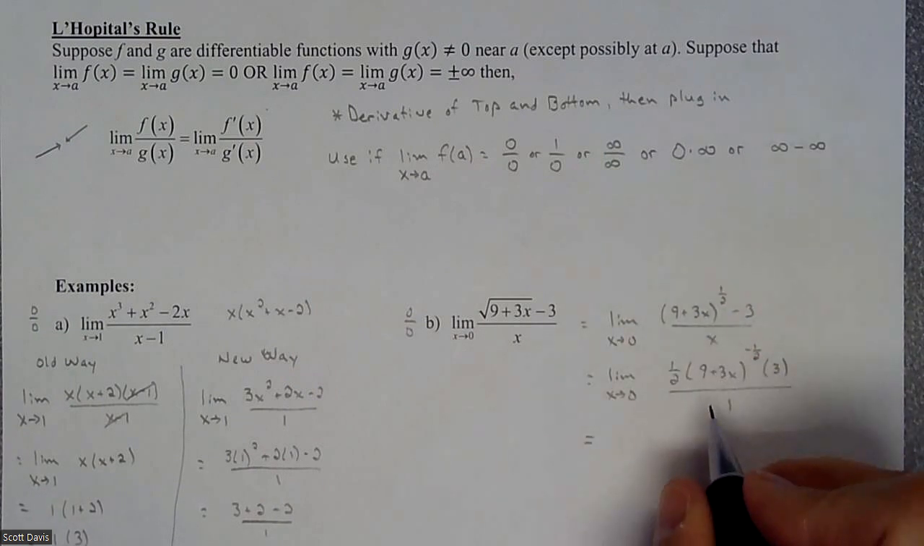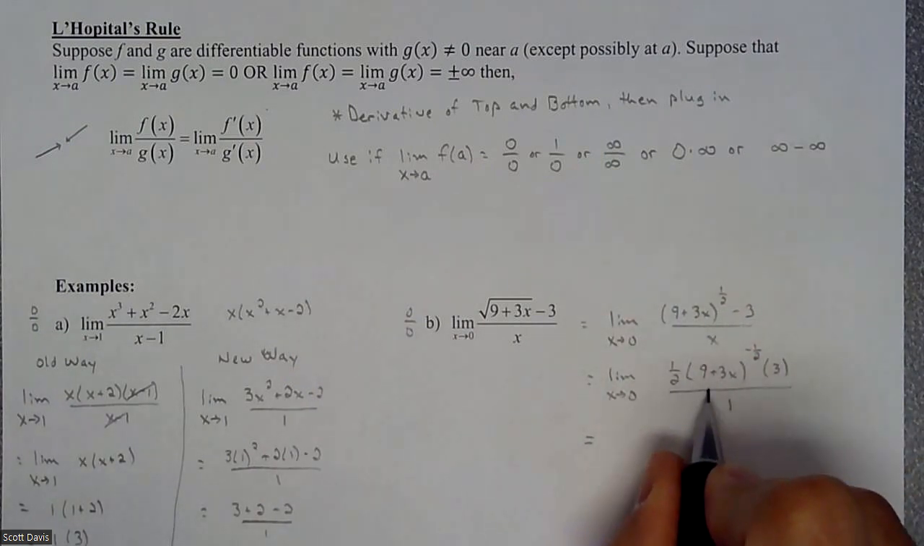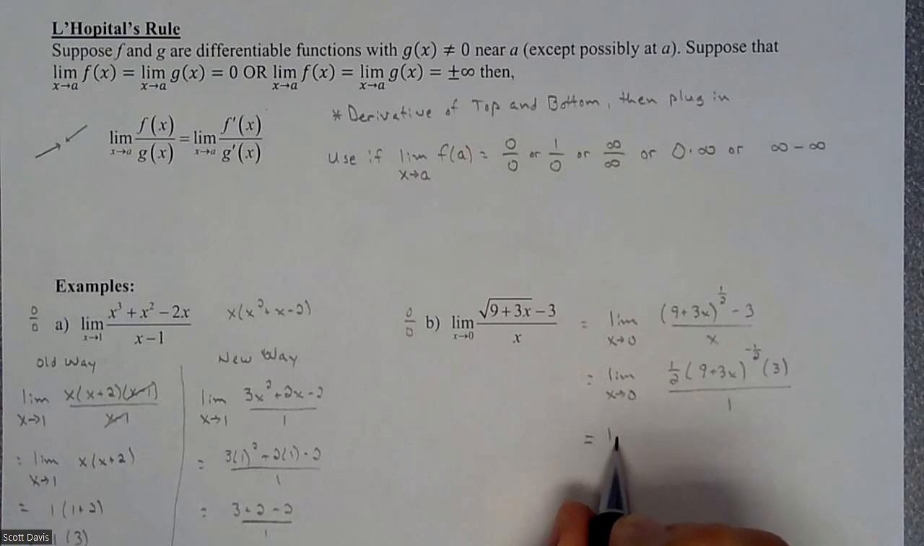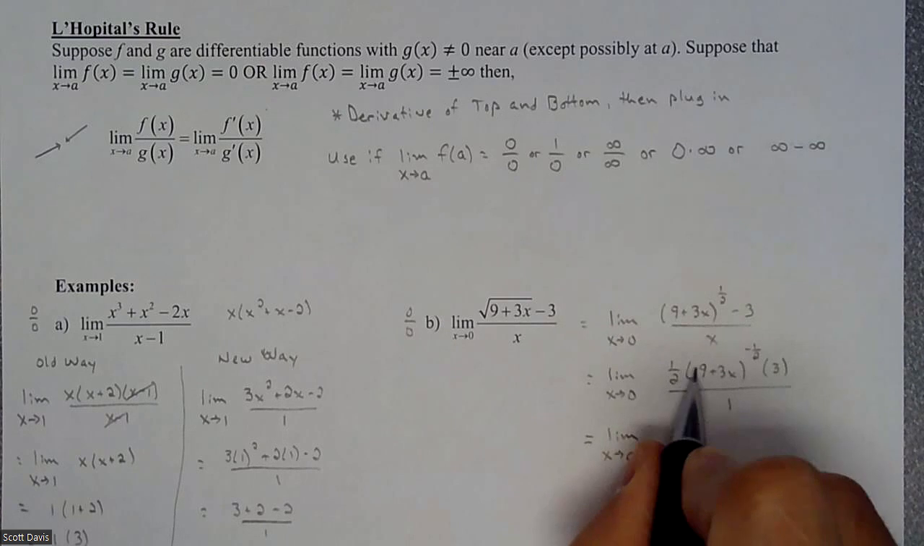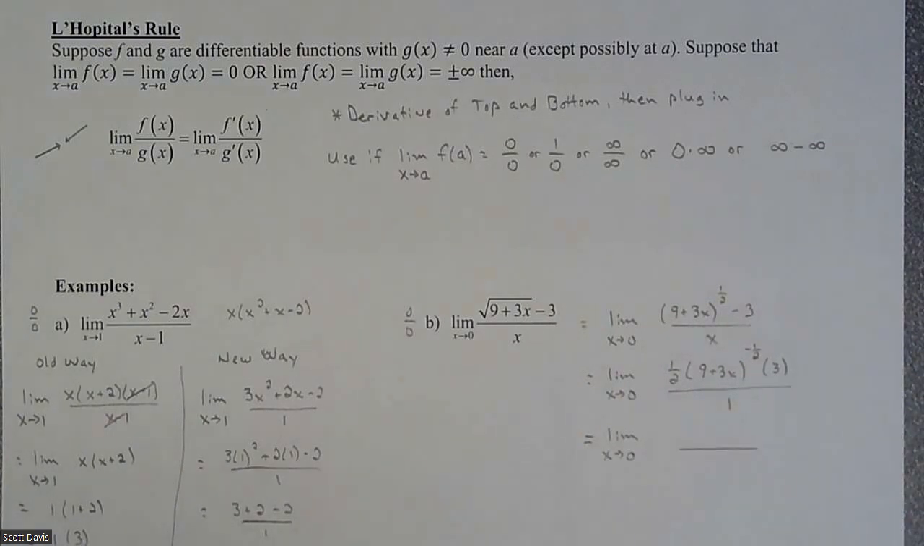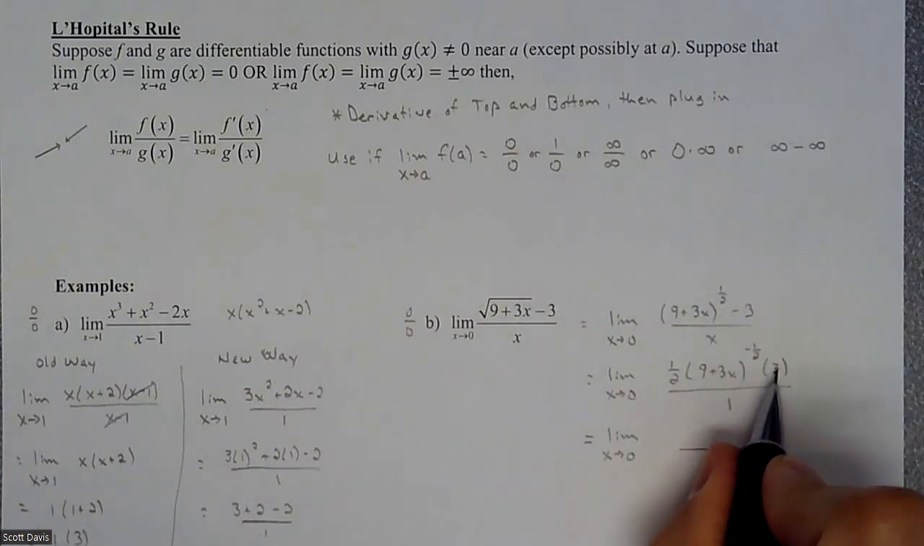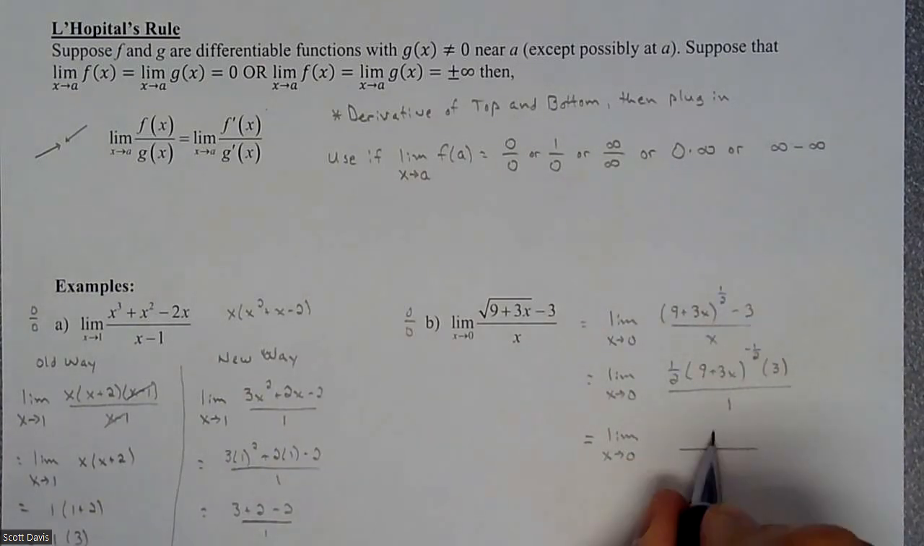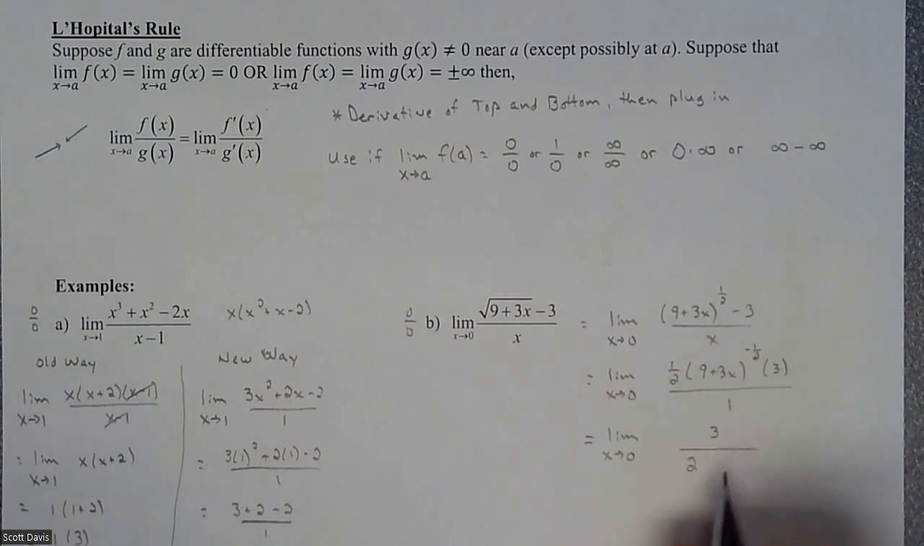So if I do that, let me rewrite this a little bit, because I want to plug in 0. I have 1/2, so I'm going to clump this together. I can drop the denominator of 1. So I have a 3/2, and then that square root is going to go into the denominator.